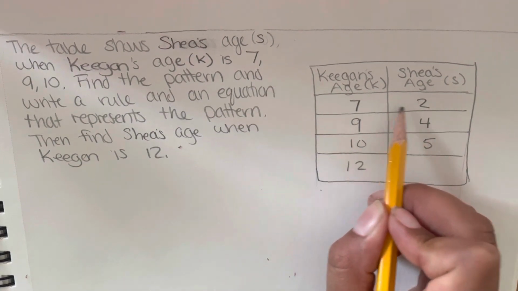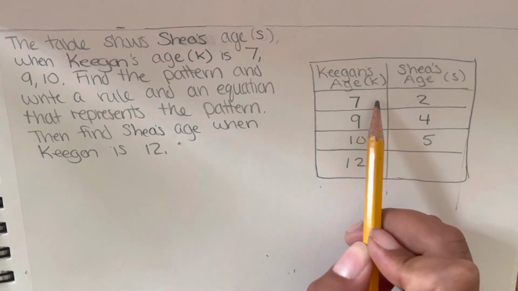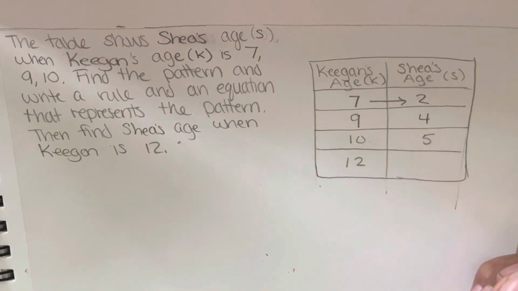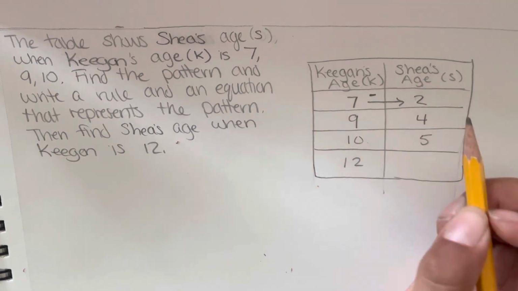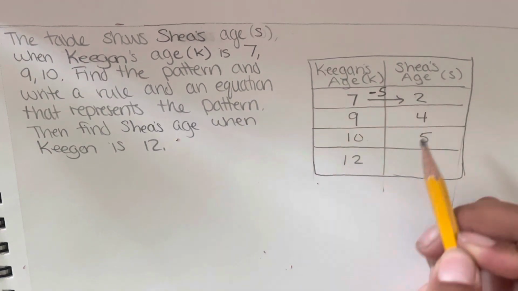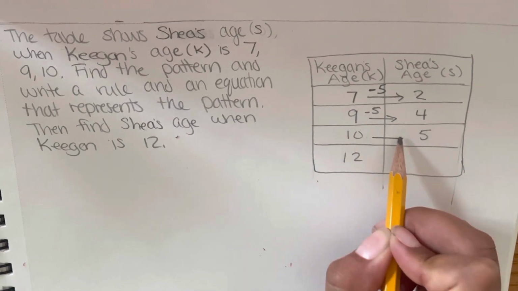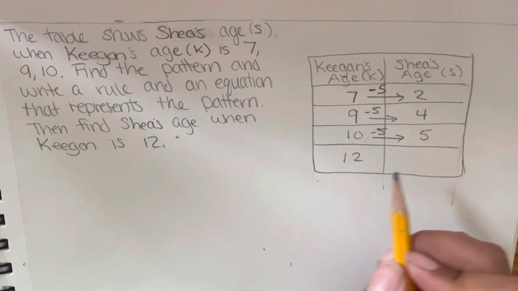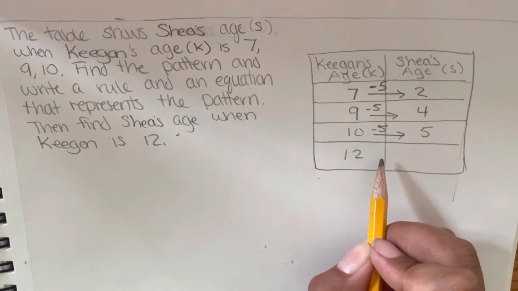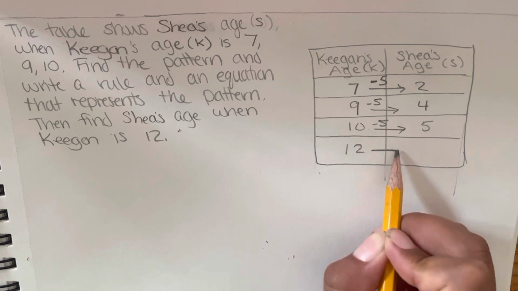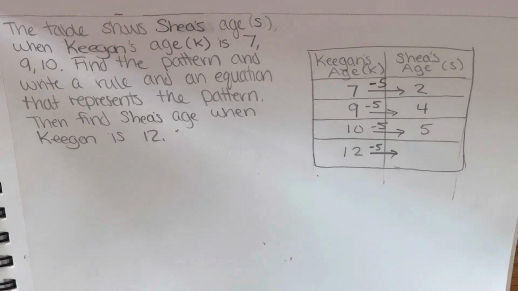So how do I get from 7 to 2? How do I get from 9 to 4? From 10 to 5. So again, these numbers are decreasing. So I'm either dividing or subtracting. I can see that I'm subtracting 5. 7 minus 5 is 2. 9 minus 5 is 4. 10 minus 5 is 5. And if I'm looking for Shay's age when Keegan is 12, 12 minus 5 is 7.